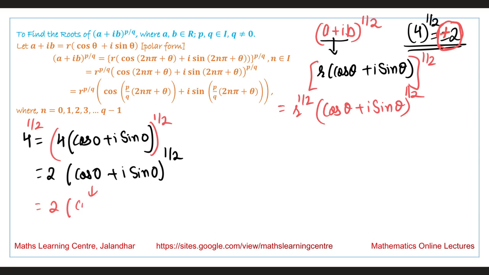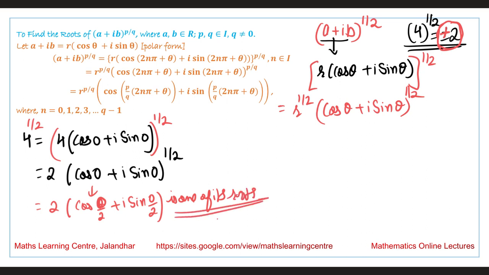We are saying cos of theta by 2, that is 0 by 2, plus iota sin of 0 by 2 is one of its roots. Why are we writing it's one of its roots? What are its other roots? The answer we get over here is 2 times 1, that is equal to 2. So this is one of its roots. Now the question arises: what are its other roots? From where are we getting those roots?